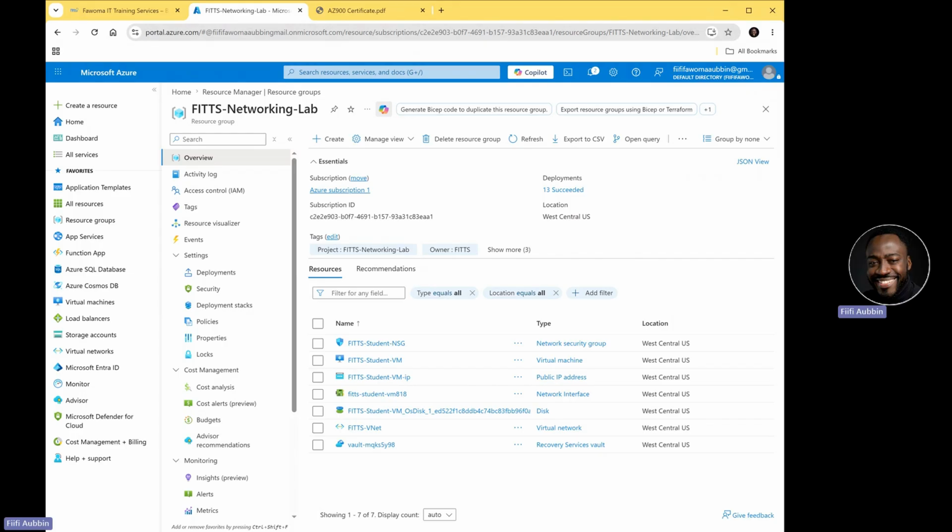And notice what I have inside this resource group. You can see a virtual machine, a virtual network, a network security group, a public IP address, a recovery services vault, a disk, and a network interface. And all of these resources, as we can see, belong to the same lab, which is the Fit Networking Resource Group. So instead of scattering them across different resource groups, I've grouped everything together, and this makes them easier to manage. So I want you to think of a resource group like a project folder.